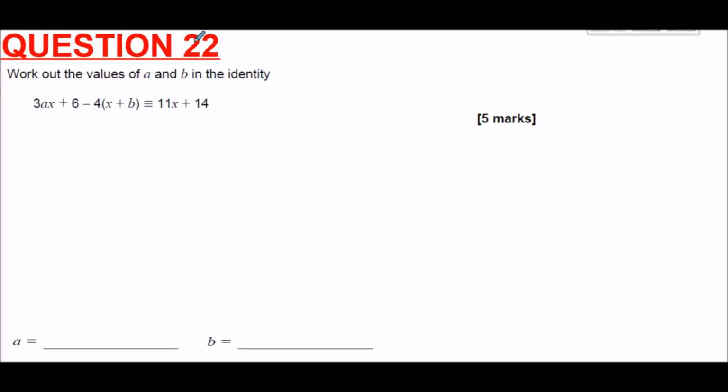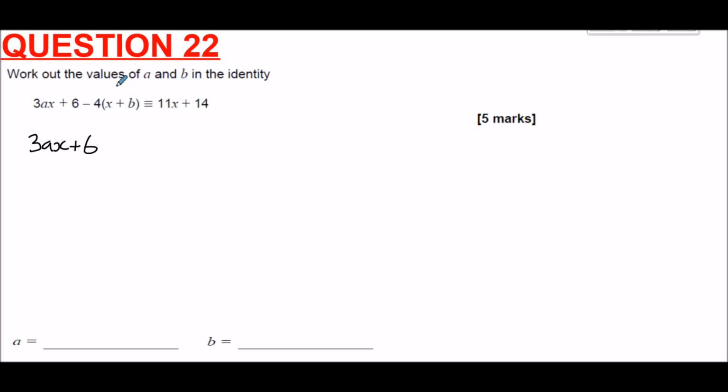So I'm just going to scrub out the fact that it was identity in the first place. We're just going to treat it as an equals anyway. What we can do first of all is expand the brackets. And so 3ax plus 6, I'm just going to leave that first bit as it is.